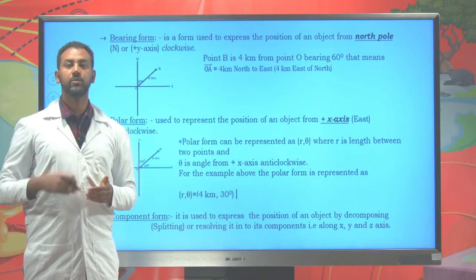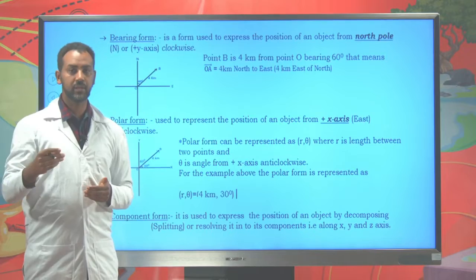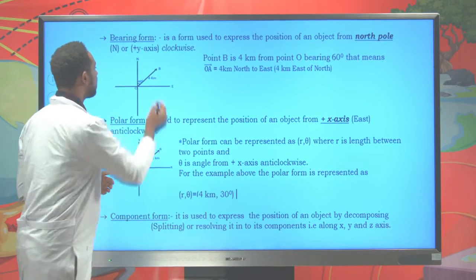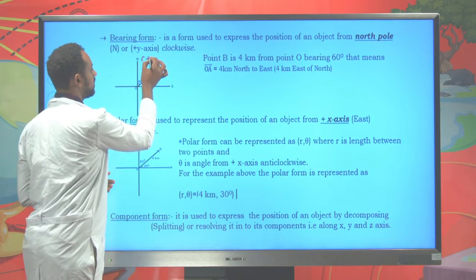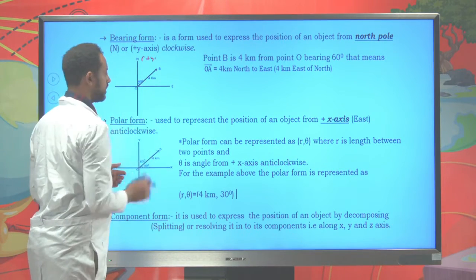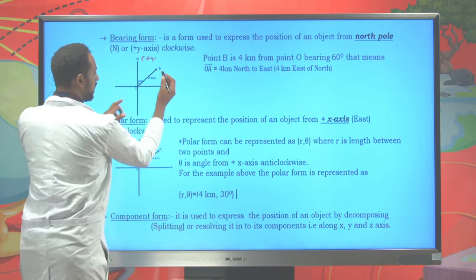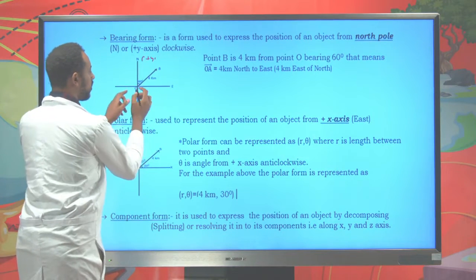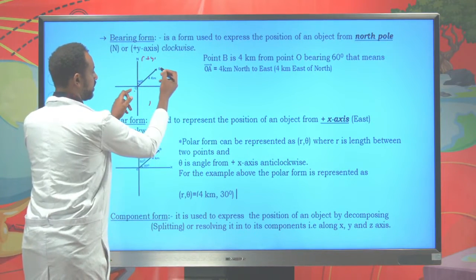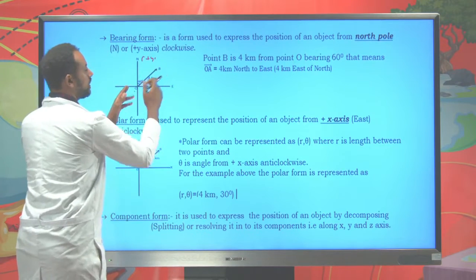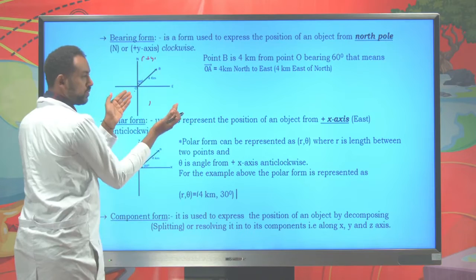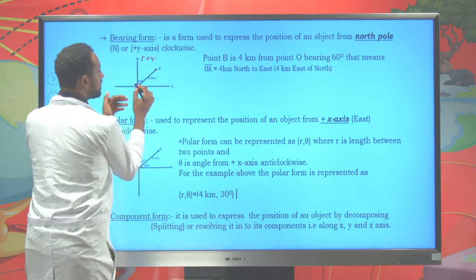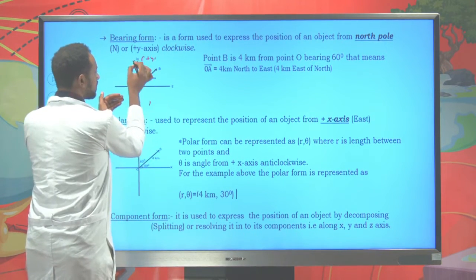Bearing is a technique of representing the position of something with respect to the north pole, or we can say the positive y-axis, so from the positive y-axis clockwise. Suppose here you have a point B, and point B is 4 kilometers away from point O. In which direction? To the east, to the north? Here it says it is 60 degrees from north.